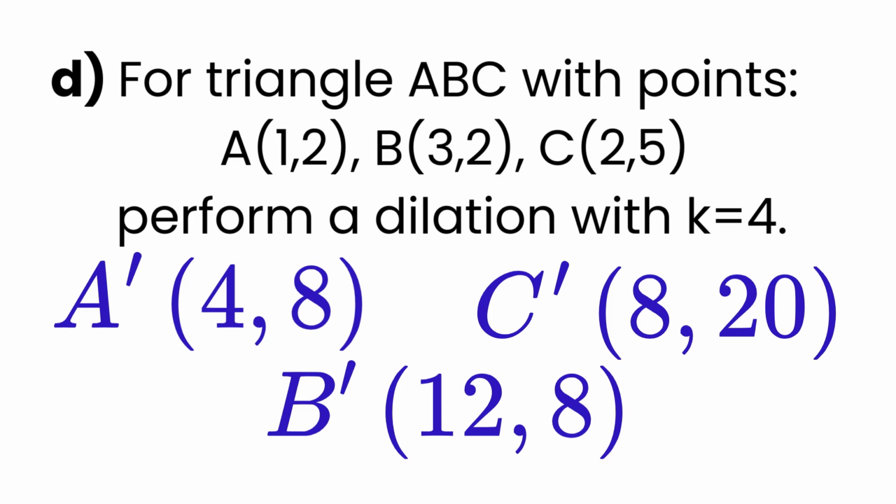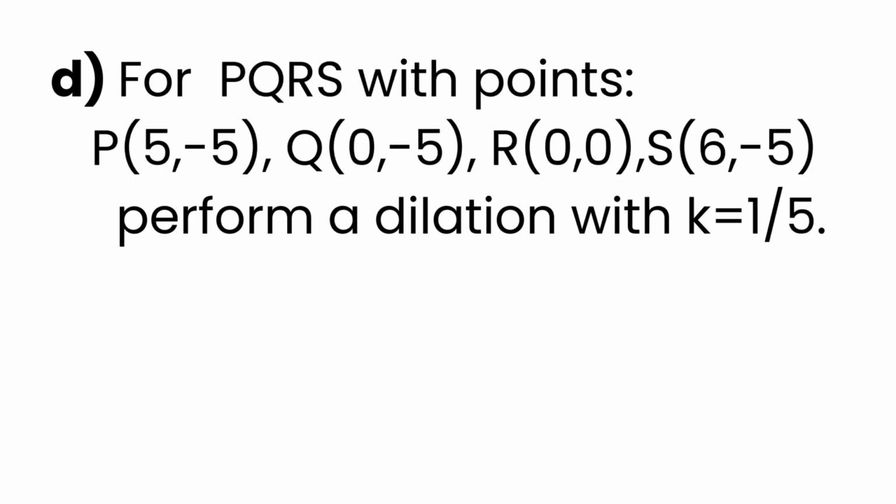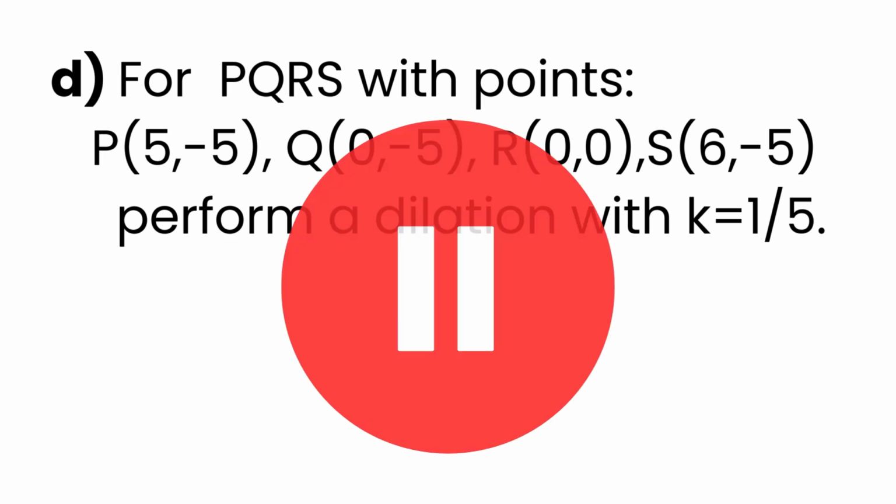Now I've got another question for you. For quadrilateral PQRS with points P at (5, -5), Q at (0, -5), R at (0, 0), and S at (6, -5), perform a dilation with k equals 1/5. Now pause the video and come back once you've had a chance to work on the question.